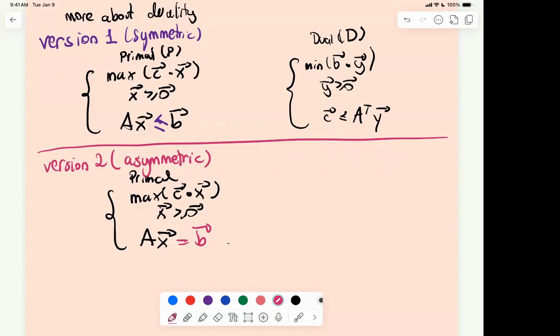Okay, so for the dual of this version, it essentially looks the same as the other dual. The main difference is that now there are no constraints on whether the y's could be positive or negative. So the difference is that now y can be positive or negative.